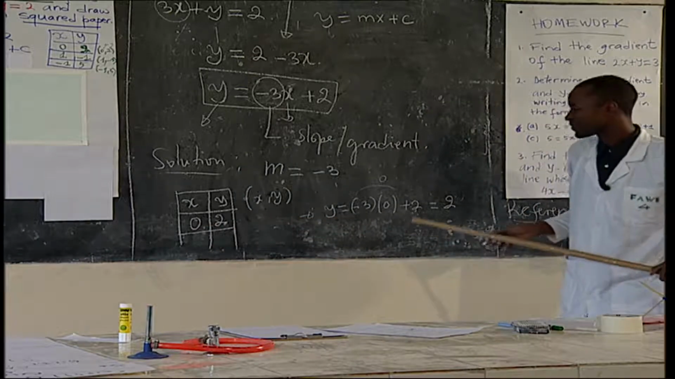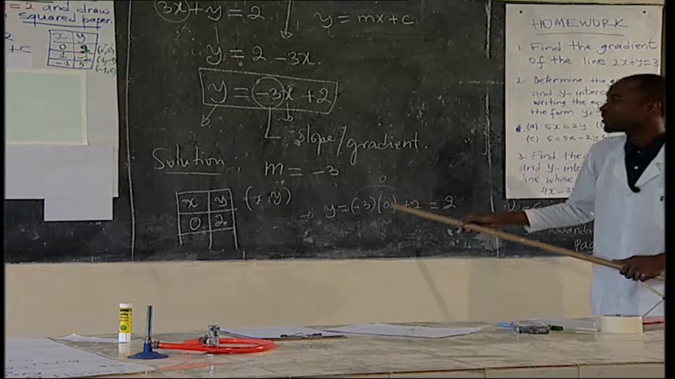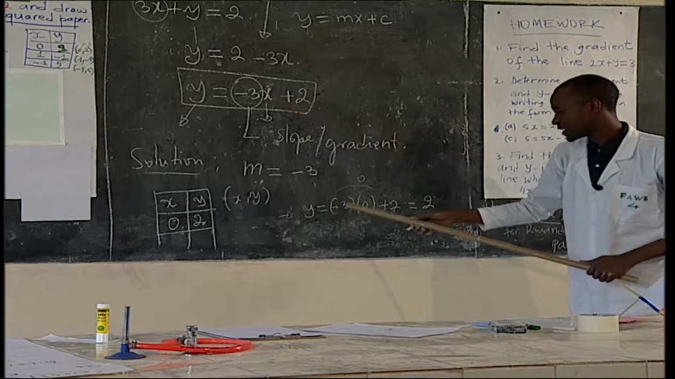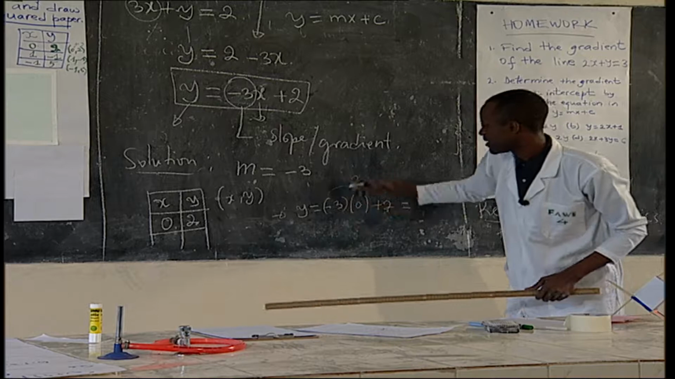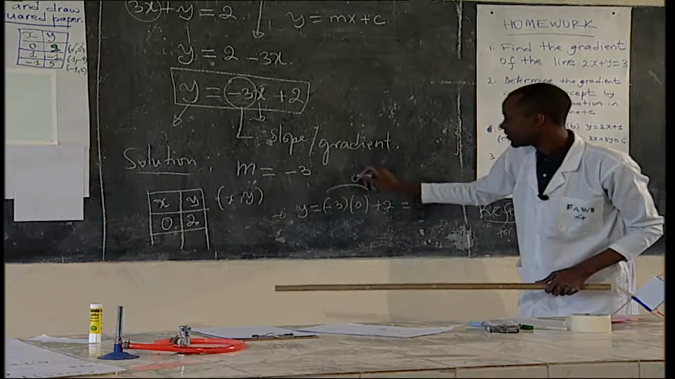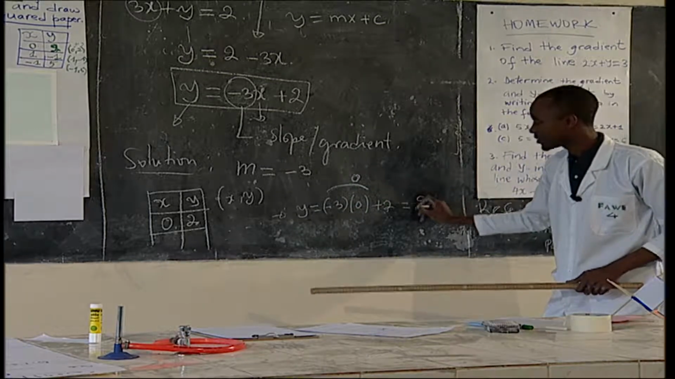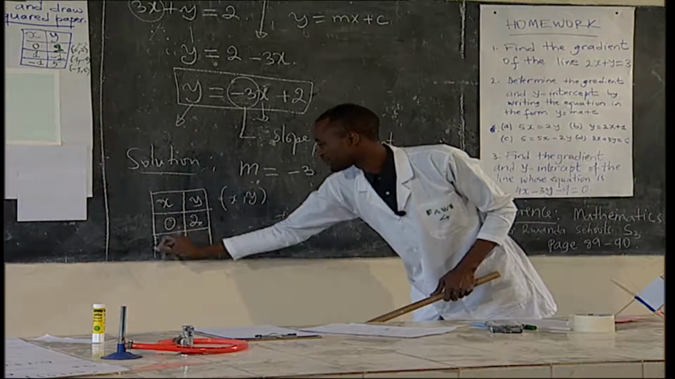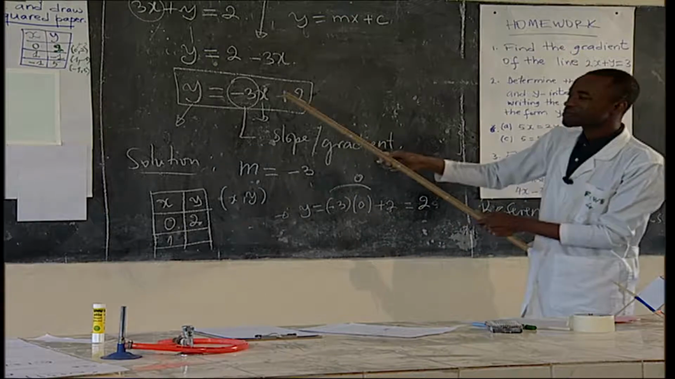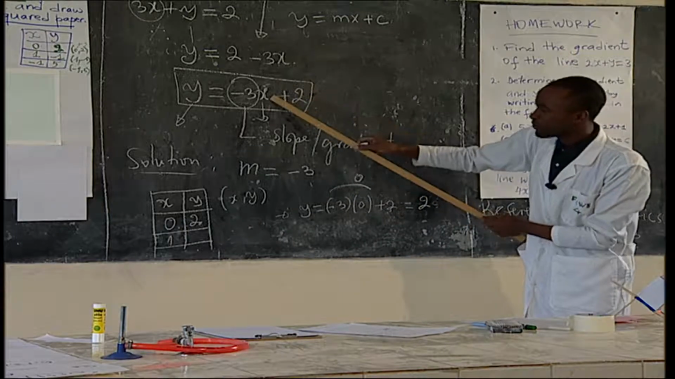Do you see that? Because I have replaced x with 0, I got negative 3 times 0, which is 0, and then 0 plus 2 is equal to 2. Let's say that maybe x is equal to 1. If x is equal to 1, I will put 1 over here.